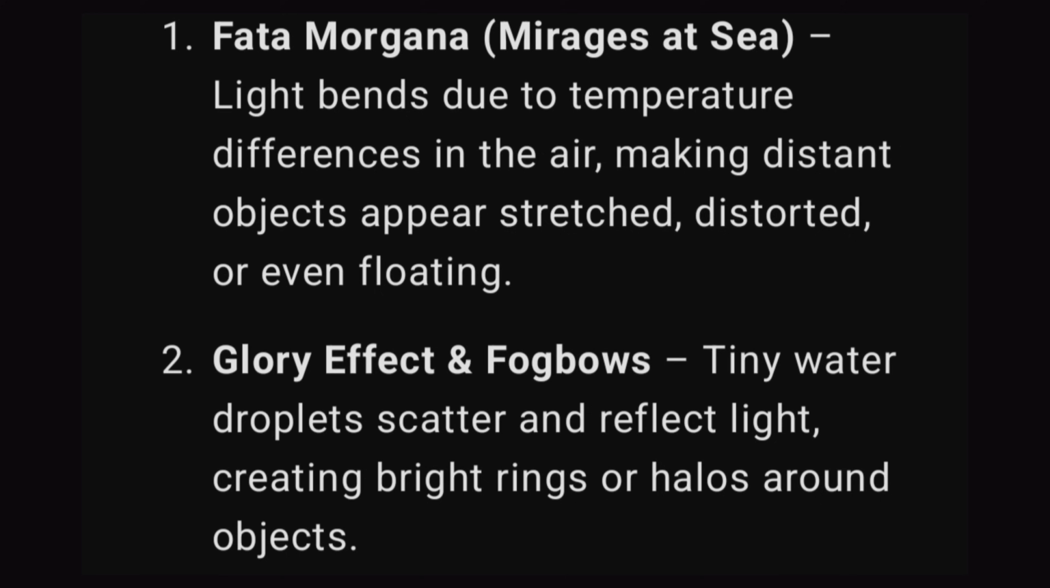For example, this photo. It looks like the boat is floating, but we know that's not possible. Number 2. Glory effect and fog bows. Tiny water droplets scatter and reflect light, creating bright rings or halos around objects.